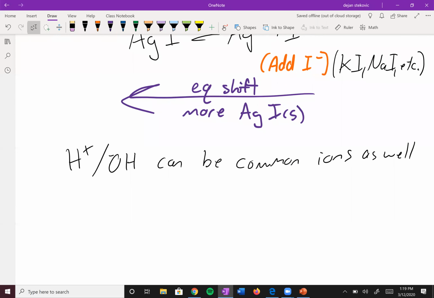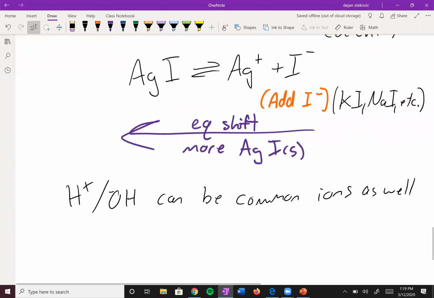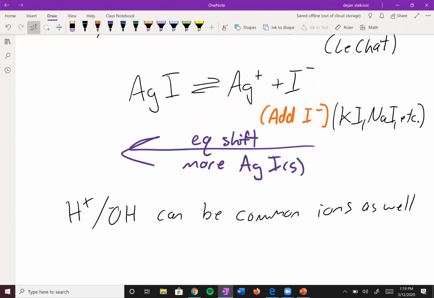Yep. What do you mean by common ion? So a common ion is something that your compound is dissociating into. So iodide or silver would be common ions of this. Something like fluorine or bromine would not be common ions. So we'll see examples of what are common ions and what aren't in a little bit.